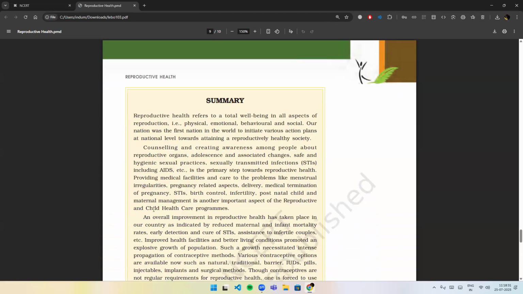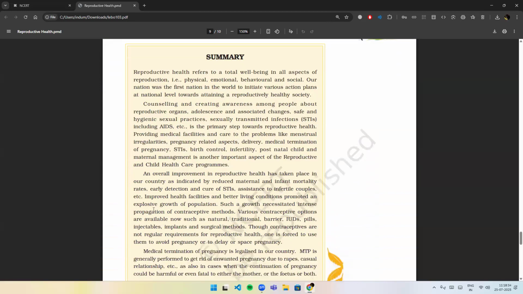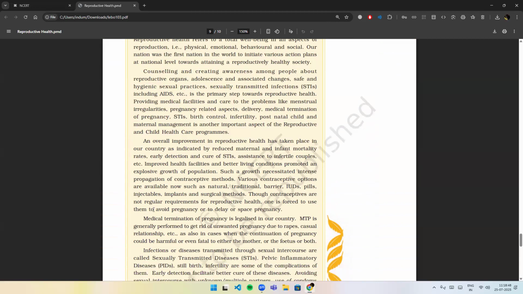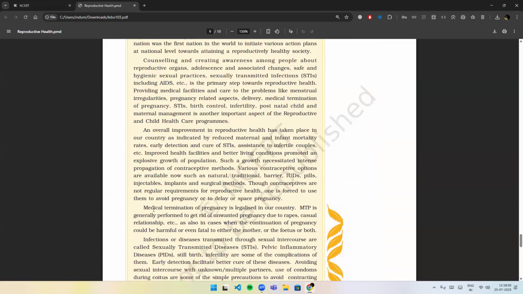Summary: Reproductive health refers to a total well-being in all aspects of reproduction, that is, physical, emotional, behavioral, and social. Our nation was the first nation in the world to initiate various action plans at national level towards attaining a reproductively healthy society. Counseling and creating awareness among people about reproductive organs, adolescence, and associated changes, safe and hygienic sexual practices, sexually transmitted infections, including AIDS, etc., is the primary step towards reproductive health.